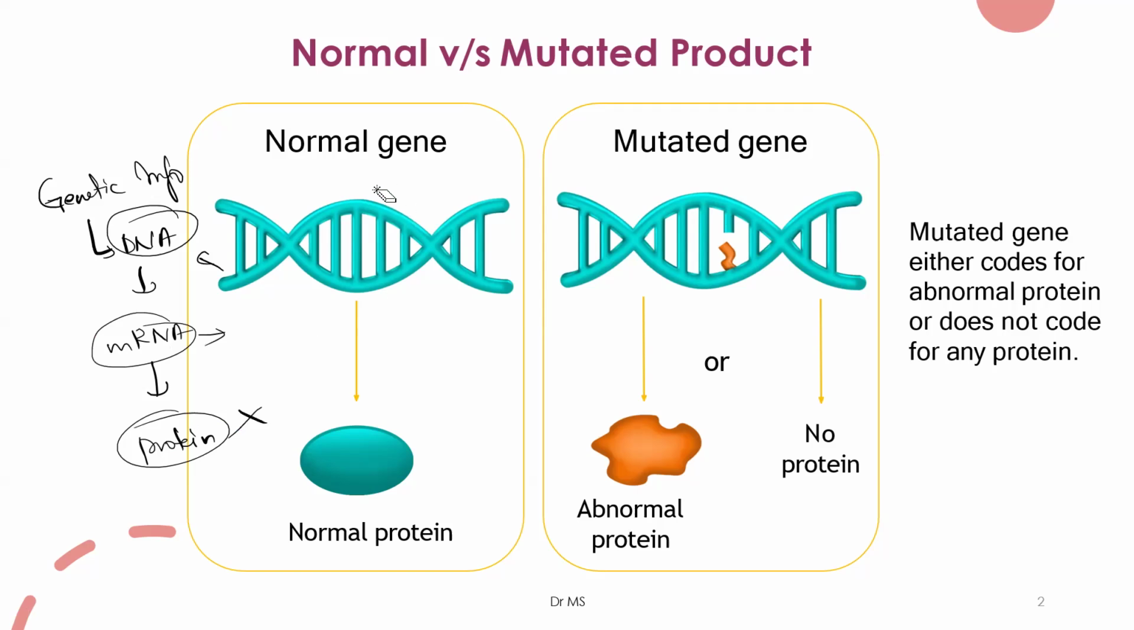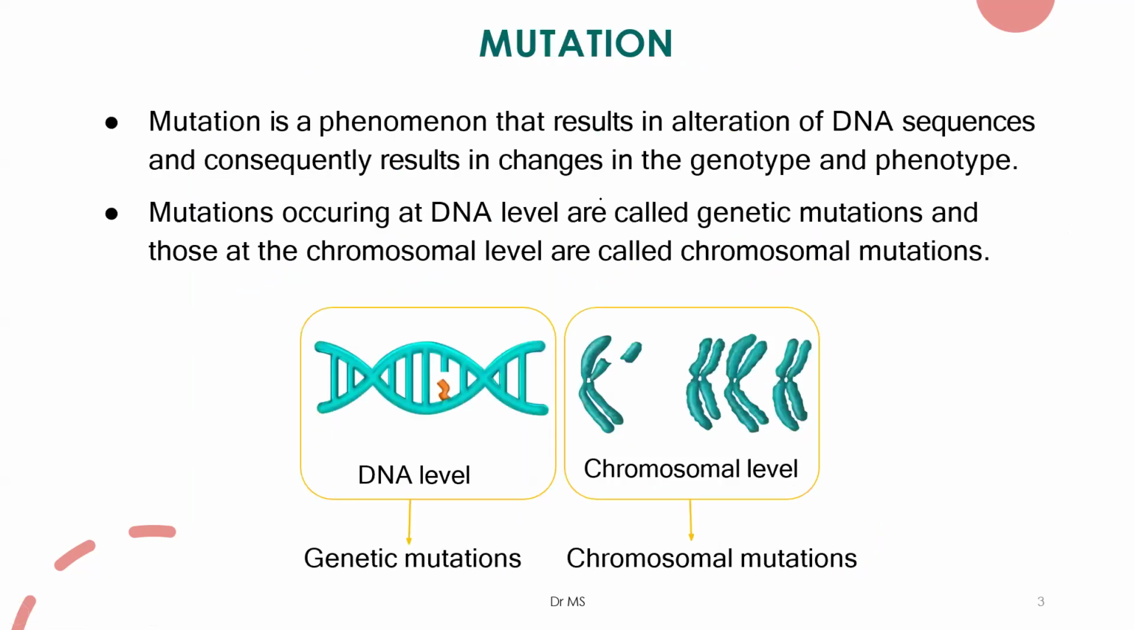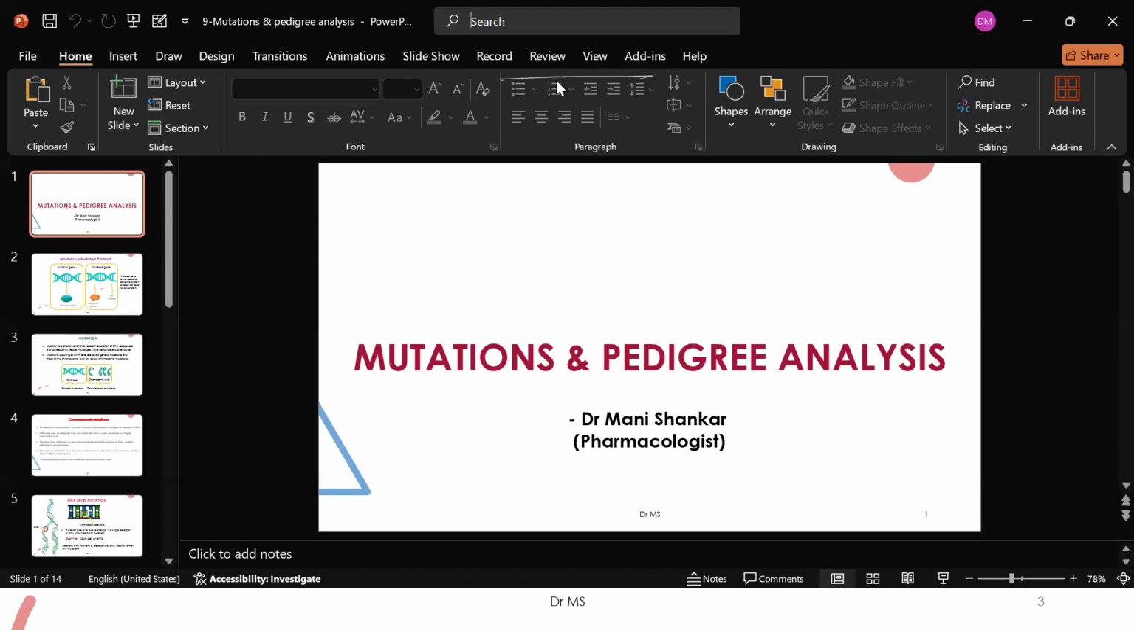So a normal gene will give the normal protein. If it is a mutated gene, it will give the abnormal protein or no protein at all. So a mutated gene either codes for the abnormal protein or it doesn't code for any protein. So we can say from this, what is mutation?